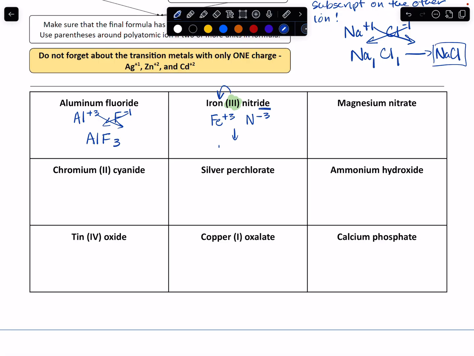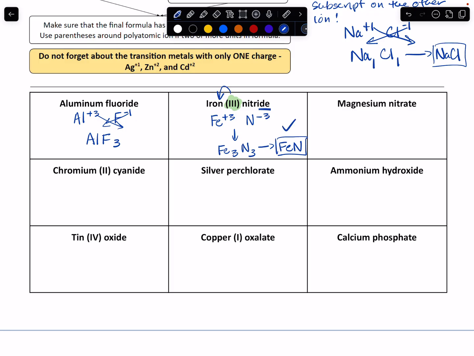All right, so when I write my formula, I'm going to write Fe3N3, but that's not the simplest version. So I need to reduce those subscripts to FeN. All right, so we've got FeN. I should back up. We should be checking these to make sure that they are neutral when we're finished. So iron is +3, nitrogen's -3. So that gives us a neutral molecule. So we know that's a good formula.